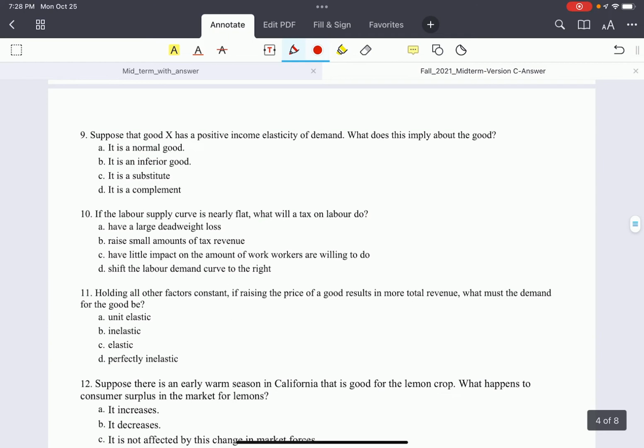Okay, suppose that good X has a positive income elasticity of demand. What does it imply about the good? Well, this is a very basic question. We know that if it's a normal good, then its income elasticity should be positive. If it's an inferior good, then it should have a negative income elasticity of demand. So you should choose A here.